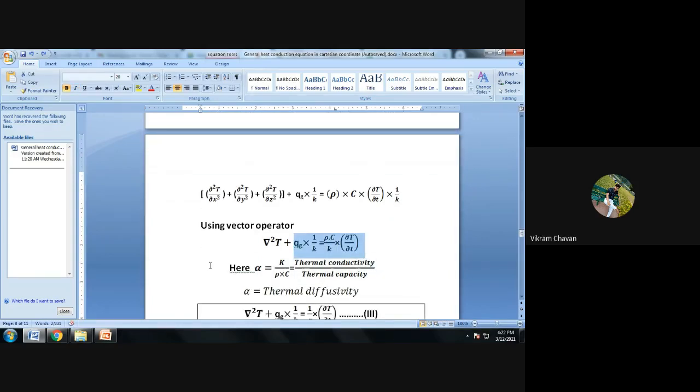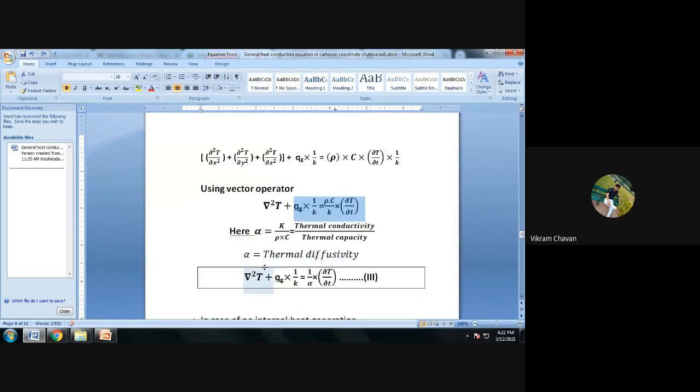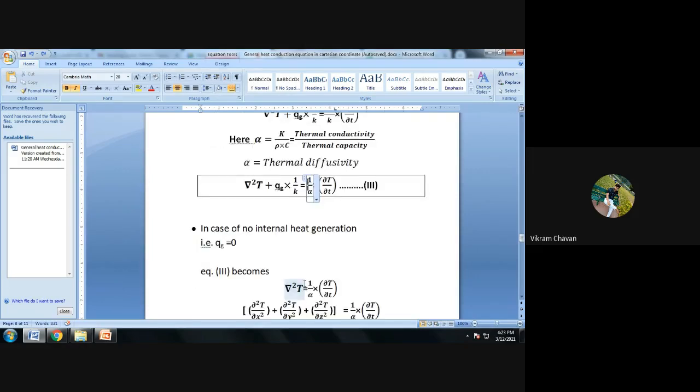Here we have introduced one new terminology, that is alpha, which is called thermal diffusivity, and it is equal to k by rho c. It is defined as the ratio of thermal conductivity to thermal capacity. So after introducing the constant, instead of rho c divided by k, in the last term we have considered 1 upon alpha.